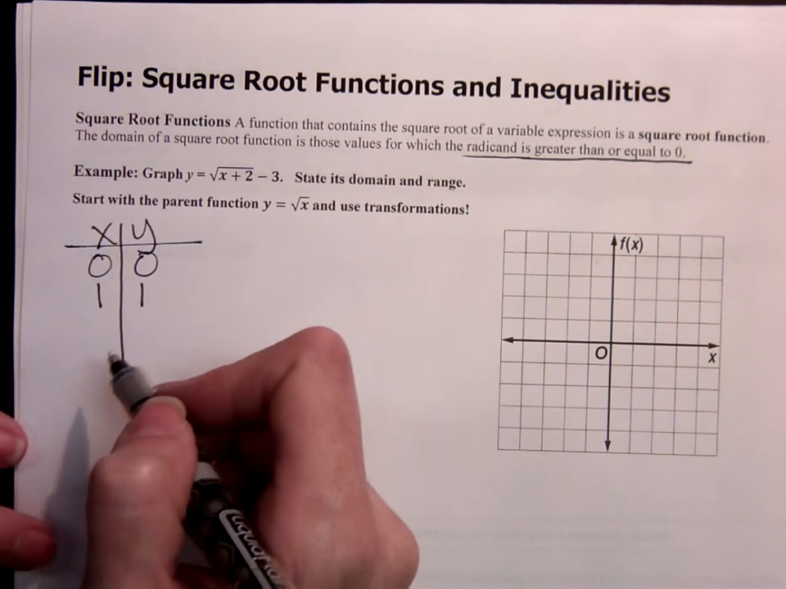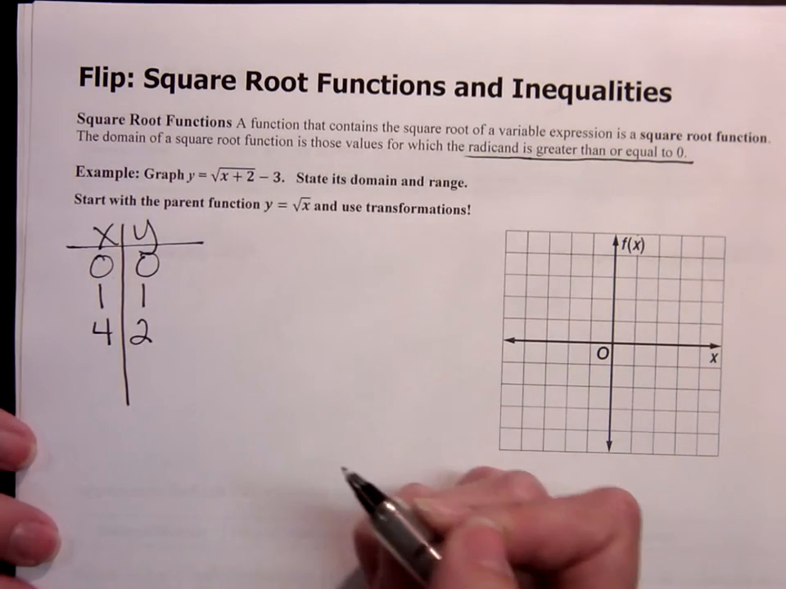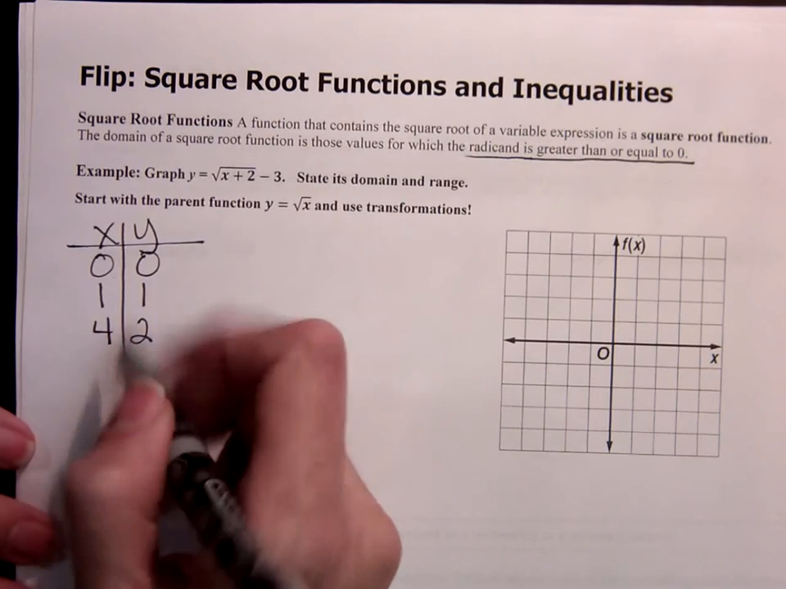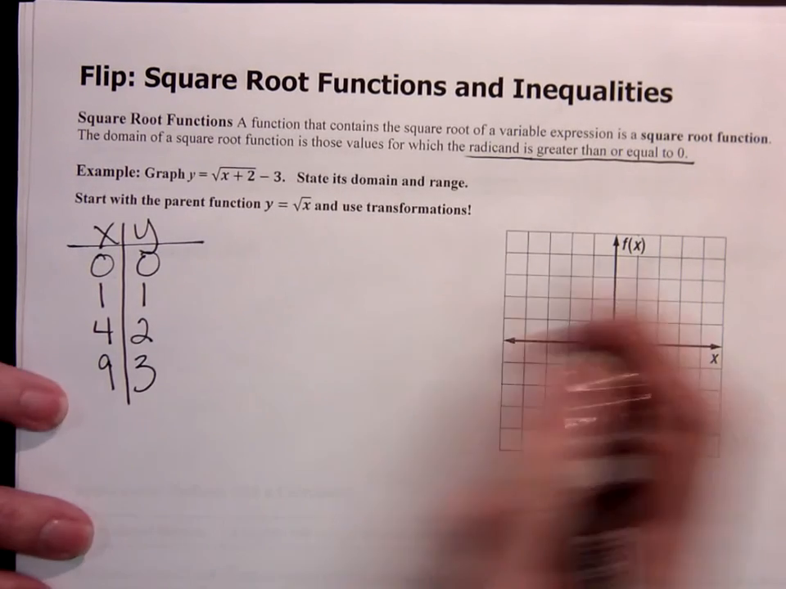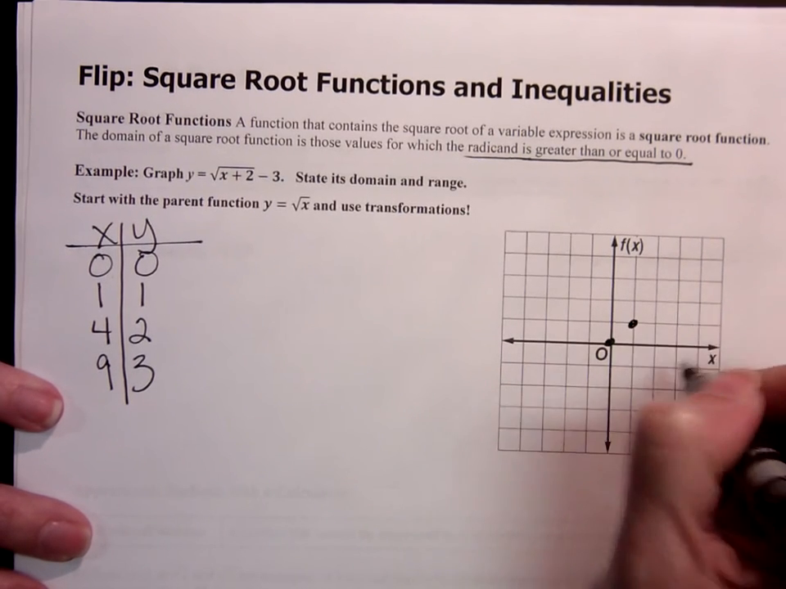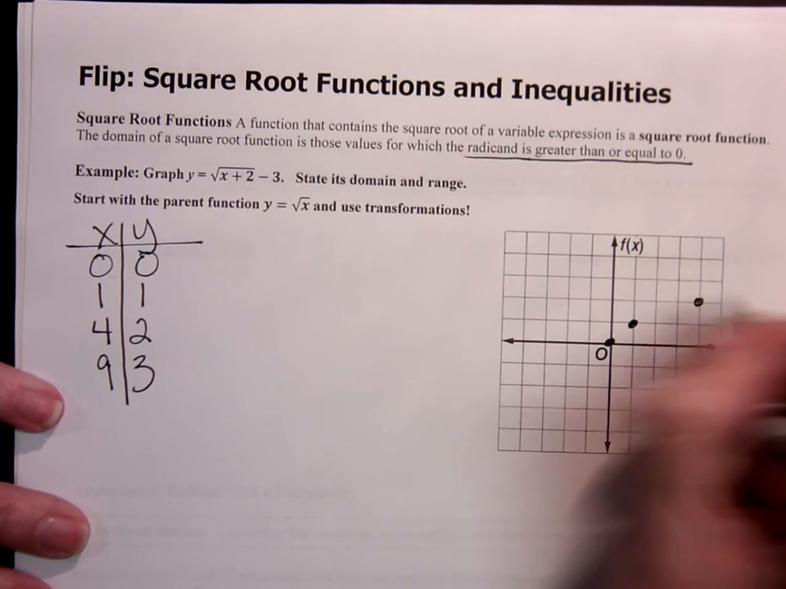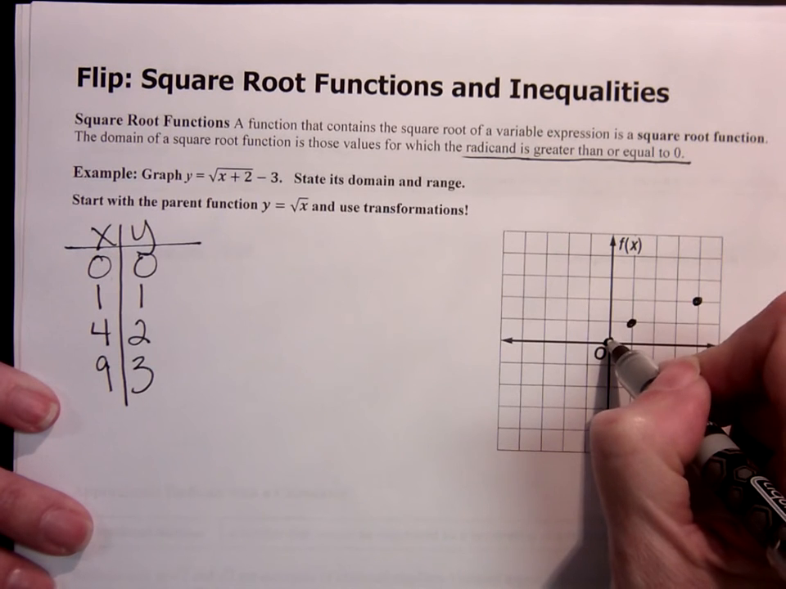Square root of 3, skip it. Square root of 4, though, is 2. Square root of 5, 6, skip. The next perfect square we can think of is 9. That gives us 3. So when I go to plot these points, (0, 0), (1, 1), (4, 2), (9, 3), that's all I've really got space for. It starts and stops right here.